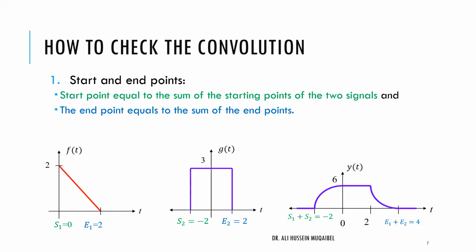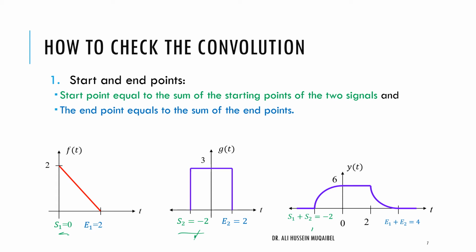The first way is to check the starting and ending points. I'm coloring them here now. You can see here that the starting point is here 0, and here is minus 2. By the starting point I mean where the signal becomes non-zero. You can see that the result of the convolution always starts at the sum of the 2 points. So the first signal starts at 0, the second signal starts at 2, then the convolution must start at the sum 0 plus 2, which is 2. 0 and minus 2, and it becomes minus 2.